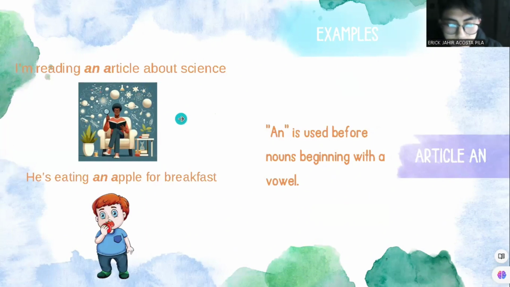Another example could be: he's eating an apple for breakfast. In this case, apple is a common noun that begins with the vowel a, so we also use the article an.